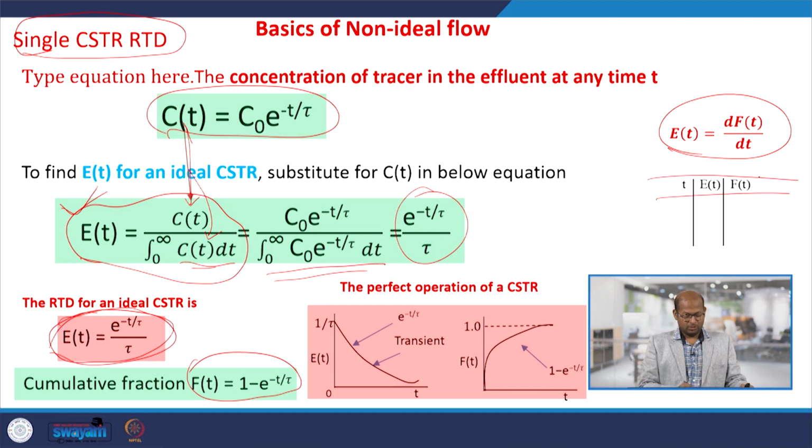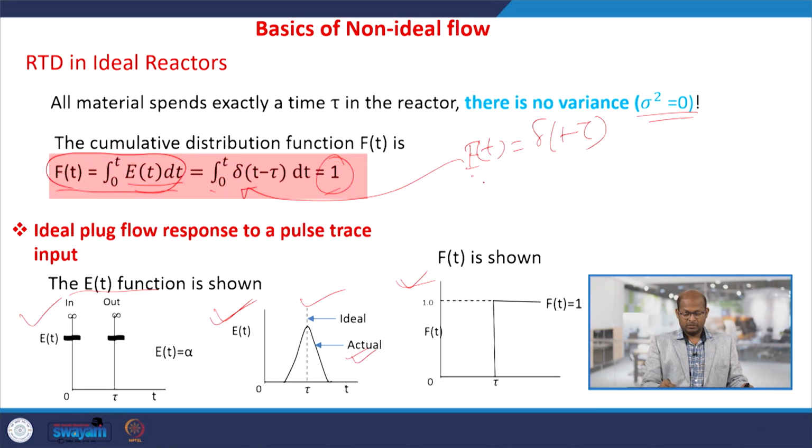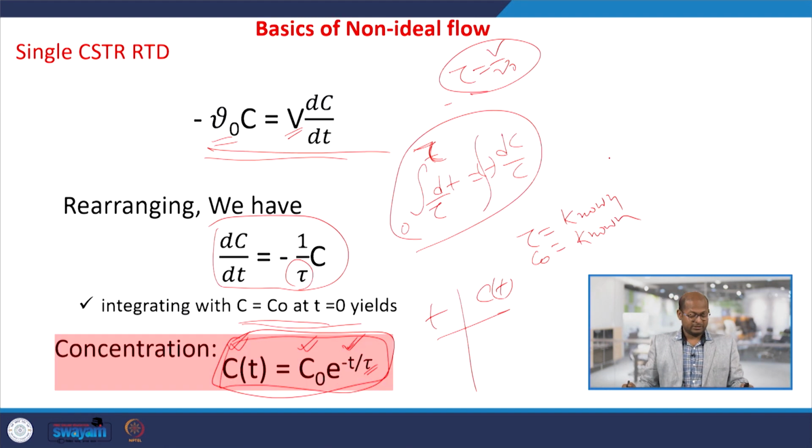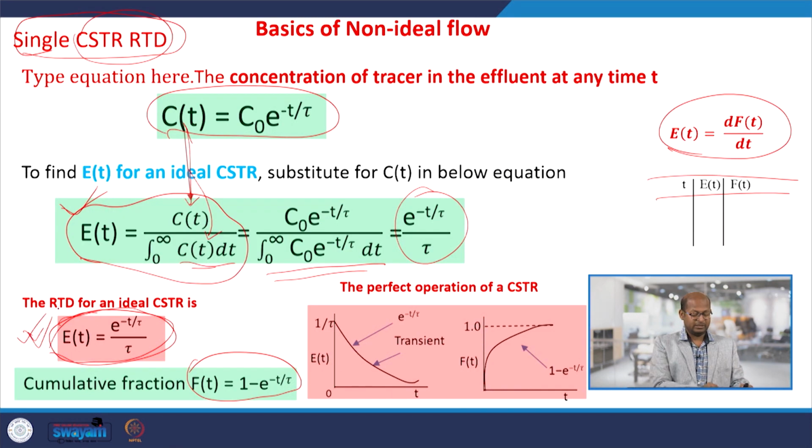Now if we have these equations, this is E(t) for CSTR reactors. E(t) for batch reactors or plug flow reactors we can express this way, and for CSTR reactors E(t) we can write this way. So this is the basic difference, and you should know about it.